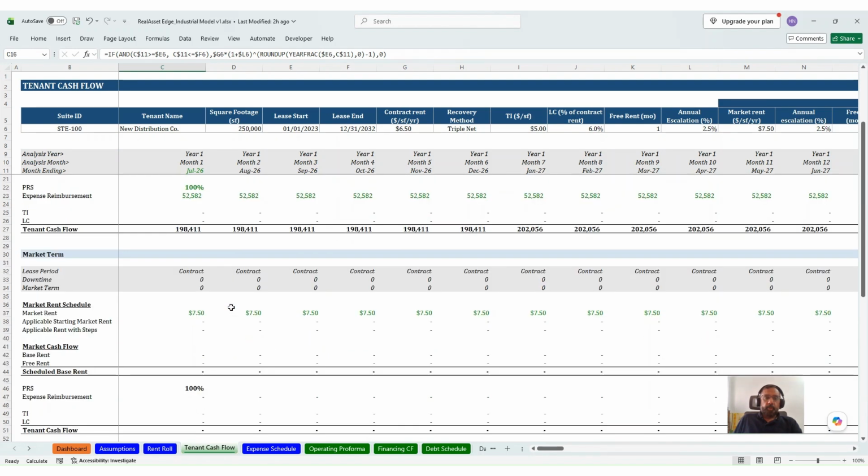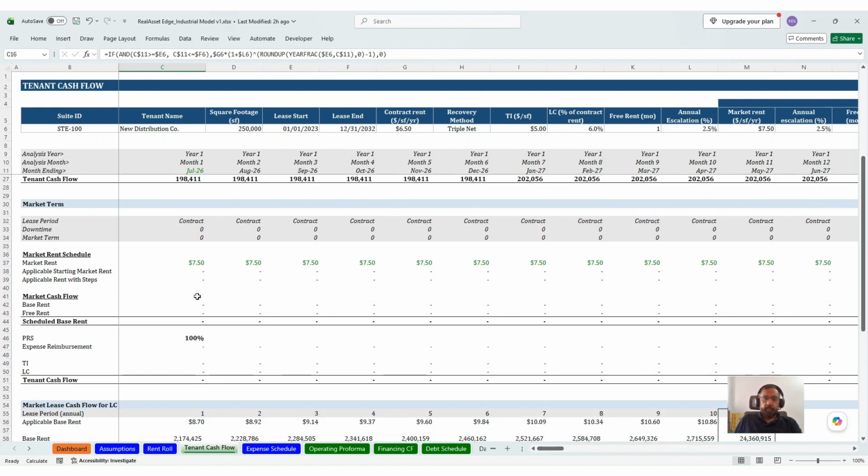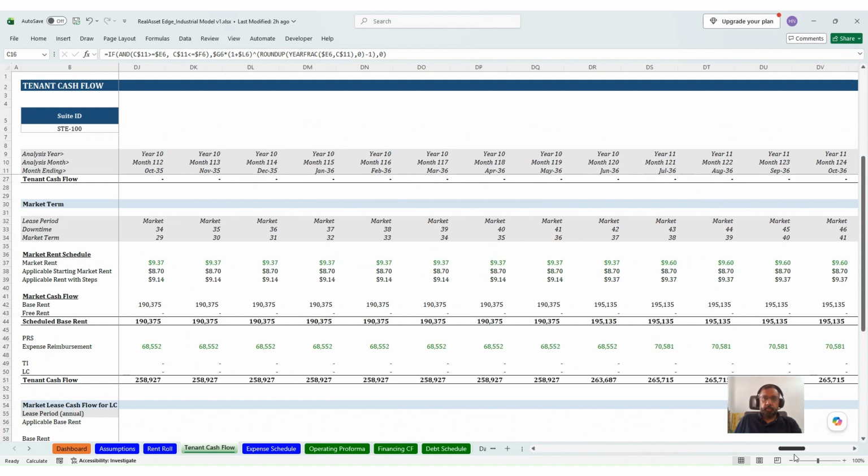Just below this, we calculate the market term. The market term is coming from the market leasing assumptions, and the same calculation happens for this term as well. You see this blank because this is the current contract. If you scroll to the right and scroll enough to the right, you'll see a market period where the market lease is getting calculated.